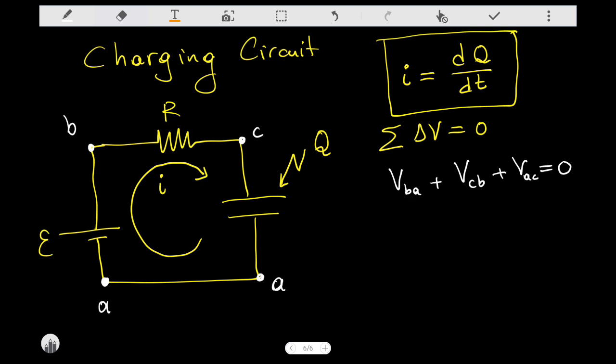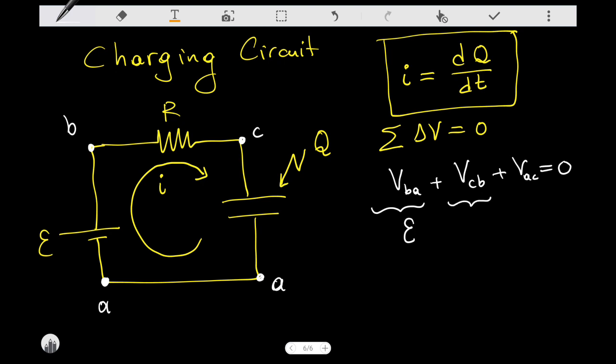But I'm going to now write them down. So this is kind of a slow way of writing the loop rule, but that's a sure way, because by using these directions you can understand which one is which. So VBA, for example, is the potential difference across the terminals of an EMF device. I know that EMF is a positive quantity, so therefore B is at a higher potential than A. So therefore this is a positive quantity, so that's the EMF.